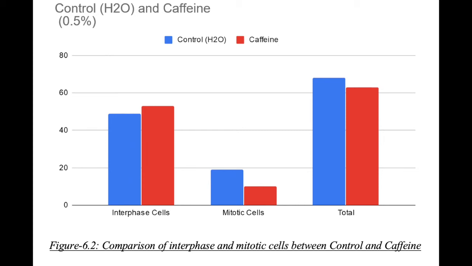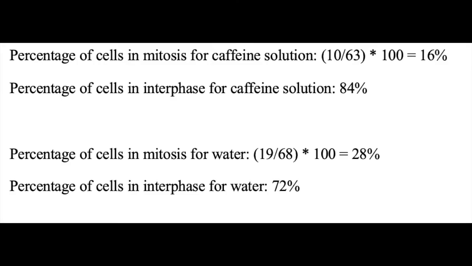Here we see that caffeine had much more interphase going on than water, but in water there was much more mitosis taking place than caffeine. But the total was also approximately the same, so it's a good comparison. Okay, so now to our analysis.